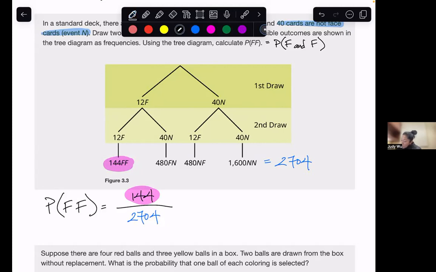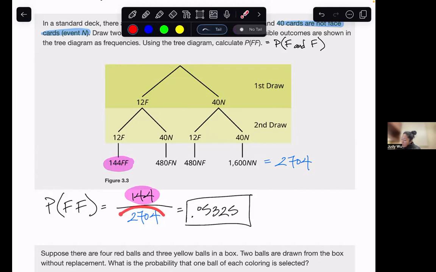Okay. And so we could just take this and divide it. 144 divided by 2704, I typed in the numbers wrong the first time, should give us 0.05325. So it's a pretty slim chance that we're going to get a face and a face, about 5%, okay?